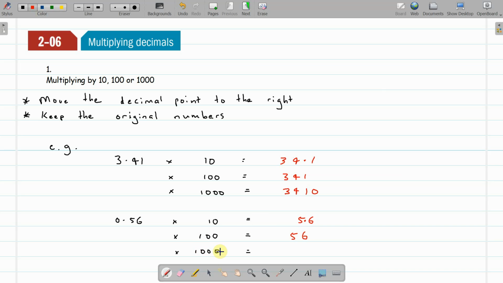And just like before, times 1,000. Once it reaches there, we need to go 1, 2, another number, so we've got to add a 0. So there's the answers for that one.